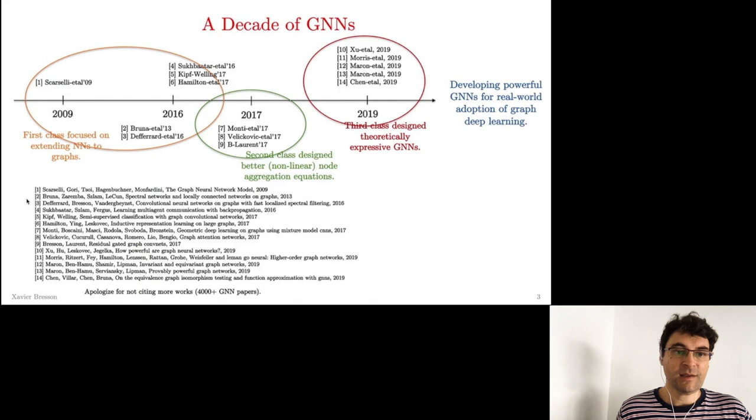So actually, there has been a decade of developments of GNNs, starting in 2009 with Scarselli. And then there has been, in my opinion, three waves of GNNs. The first wave focused on extending neural networks to graphs. The second wave tried to design better nonlinear neighborhood aggregation equations. And the recent third class design theoretically expressive GNNs. Of course, what we want is to develop a powerful GNN for real-world adoption of graph deep learning.